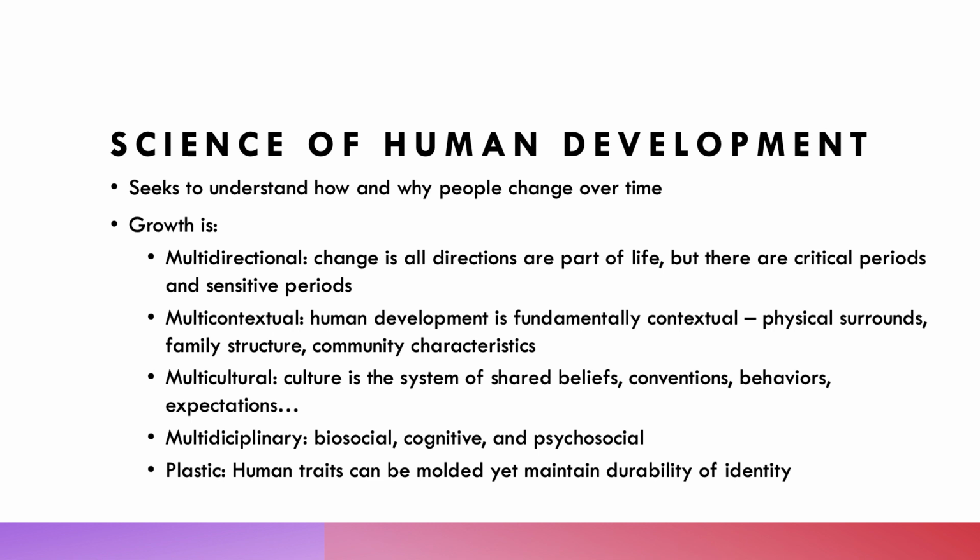A sensitive period is a time when, if something doesn't happen, it makes it much harder for it to happen later. It doesn't mean it won't. An example of that is language. Ideally, a child should develop its first language between 1 and 3 years old.